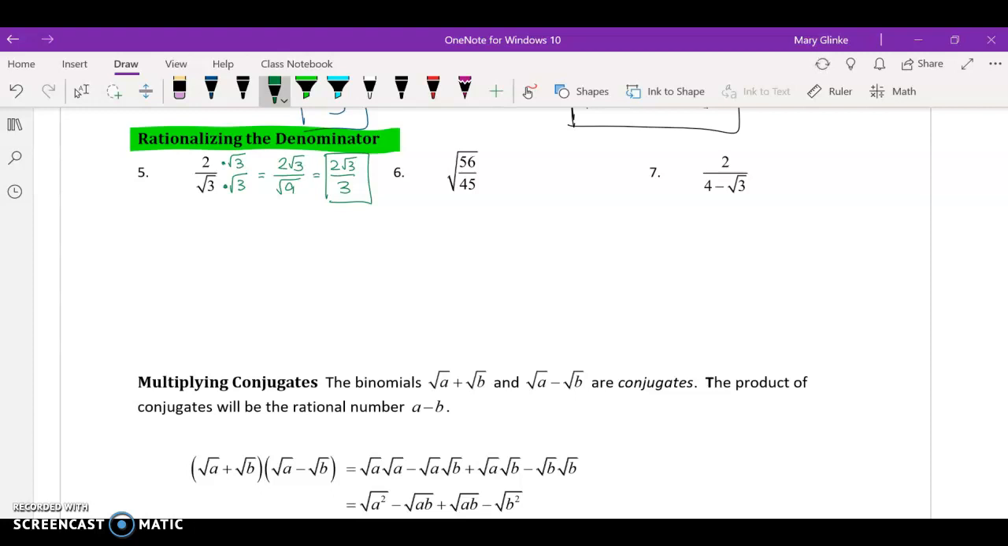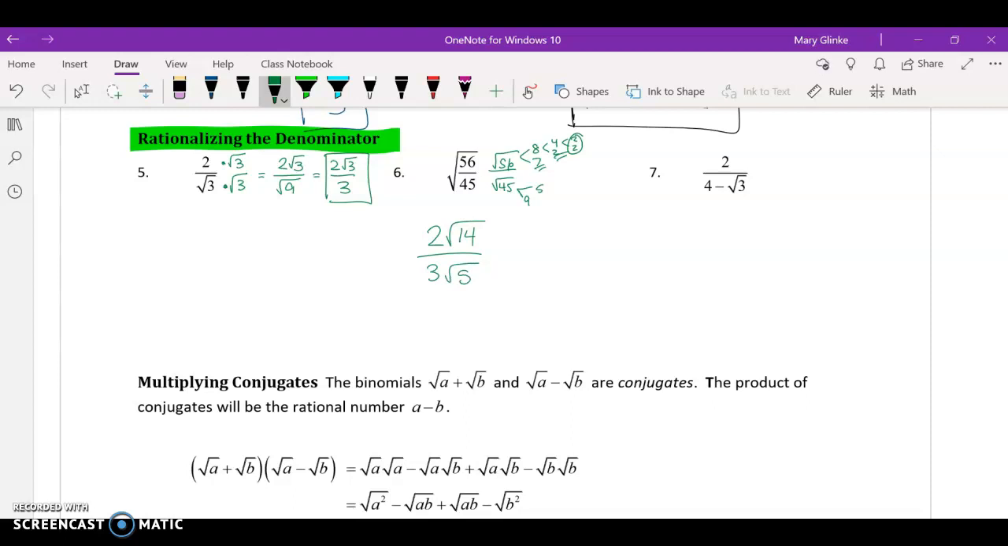For number 6, you might be thinking, well, we don't have a square root in the denominator, but we technically do. If we were to take the square root of 56 and put it over the square root of 45, then we end up with that square root in the denominator. So looking at this, we do have to simplify this first. So this is 8 and 7 and 4 and 2. So the numerator here would simplify to 2 root 14. My denominator is 9 times 5, so that would give us 3 root 5 in the denominator.